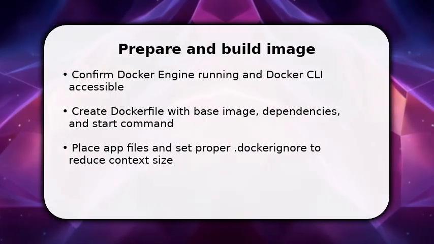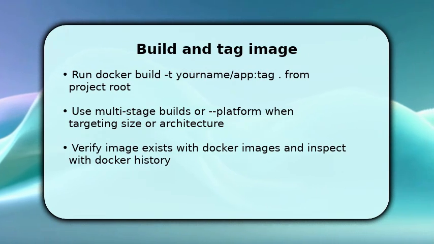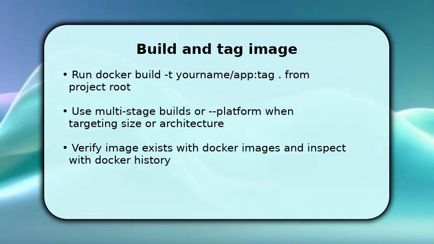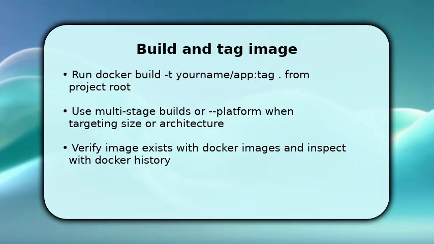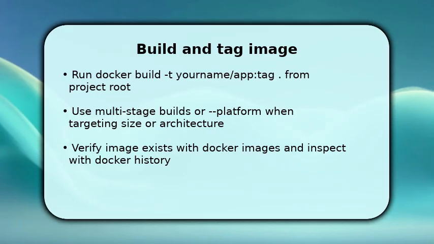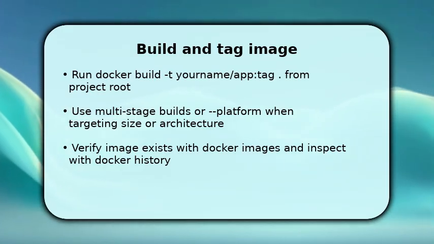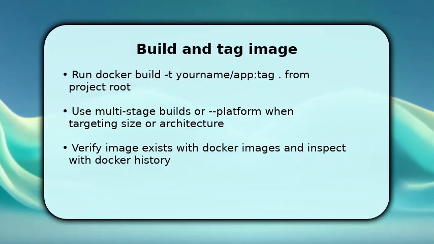You now build and tag the image explicitly so you can reference it later. Run docker build with a clear tag. Use multi-stage builds to minimize runtime image size. If targeting different CPUs, add --platform to ensure compatibility. Once the build completes, make sure to check docker images and docker history to confirm layers and size. If the build fails, read the output for the failing step. Rebuild after fixing that Dockerfile.